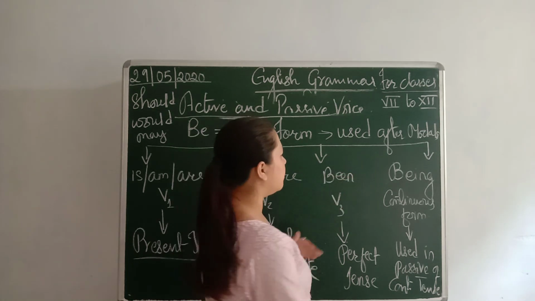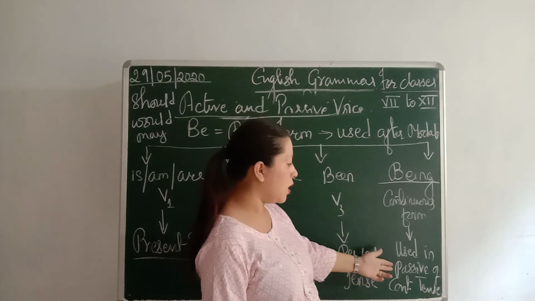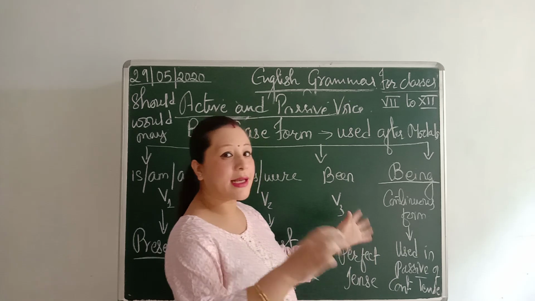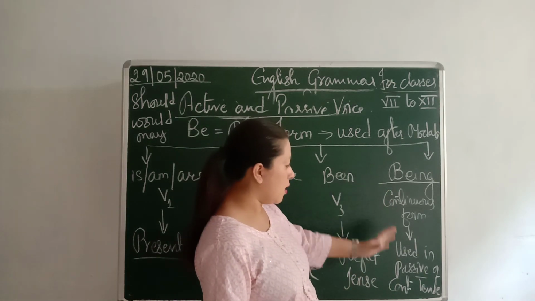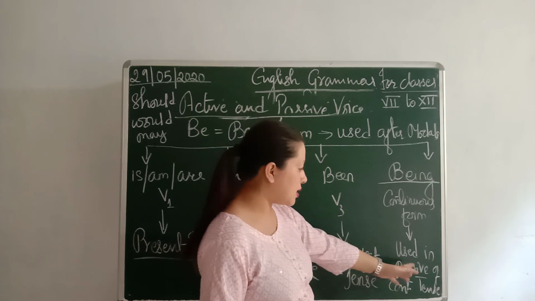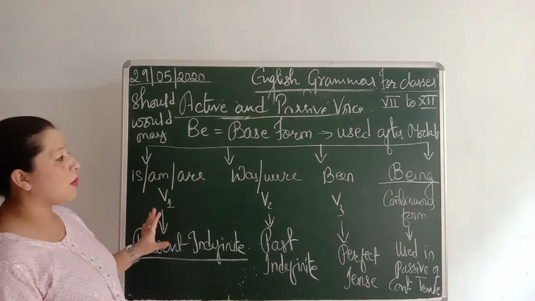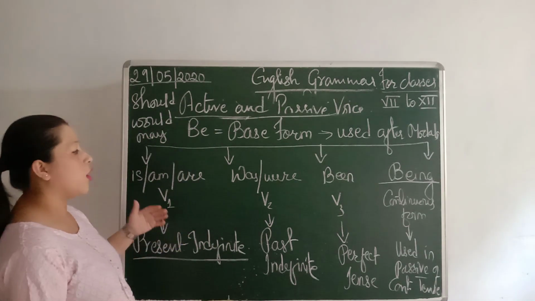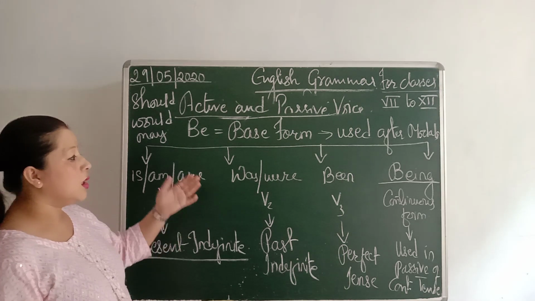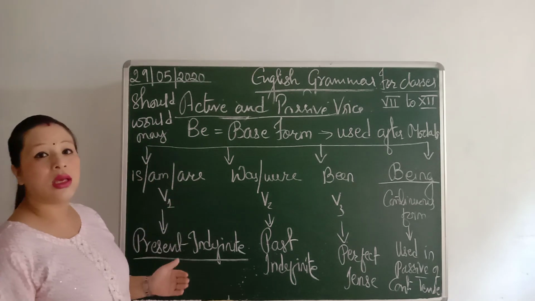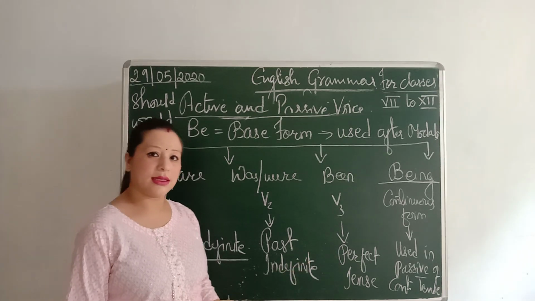And here at the last you come to being. This being is a continuous form which is used in the passive voice. When you change active voice into passive voice, in that passive voice you use this continuous form of being in the passive voice of continuous tense. Okay, this is the format of different types of tense, and according to these different types of tense, how the verb in the first place, verb in the third place, and verb in the second place change with the help of different types of tense: present tense, past tense, and perfect tense.